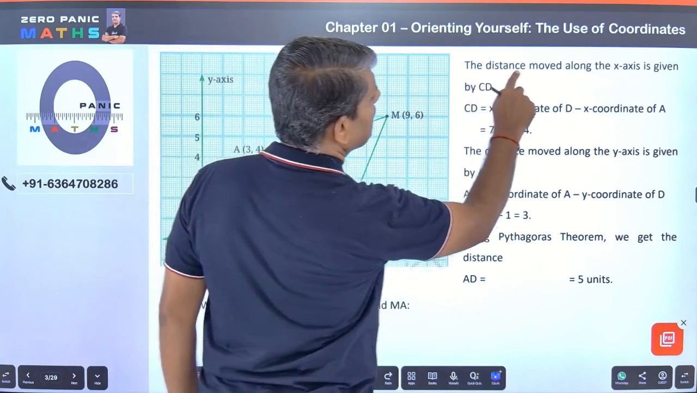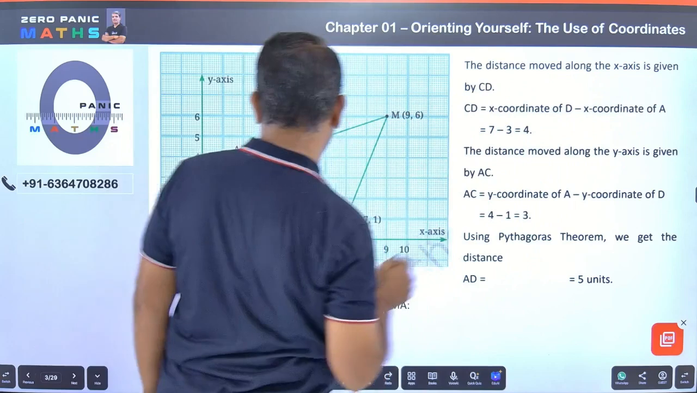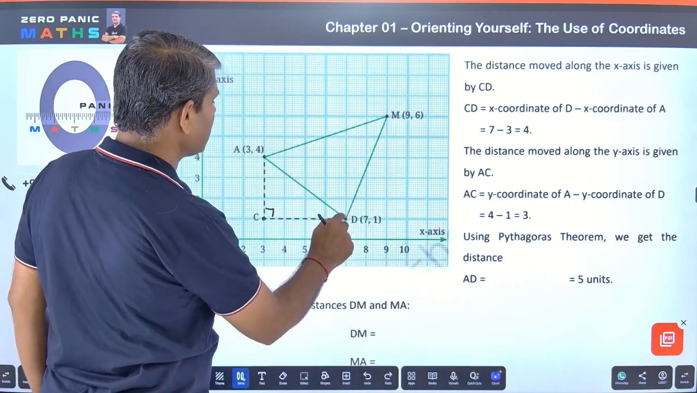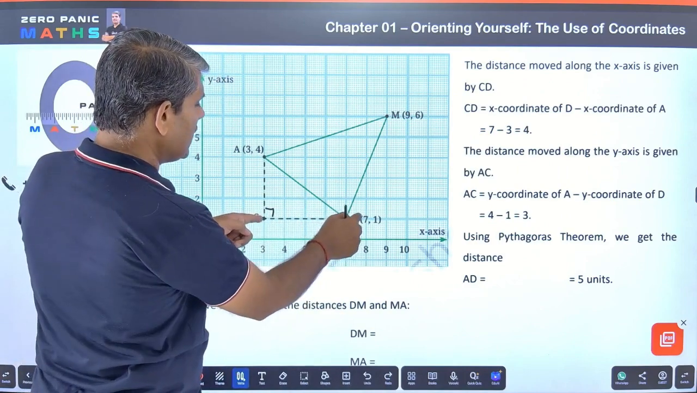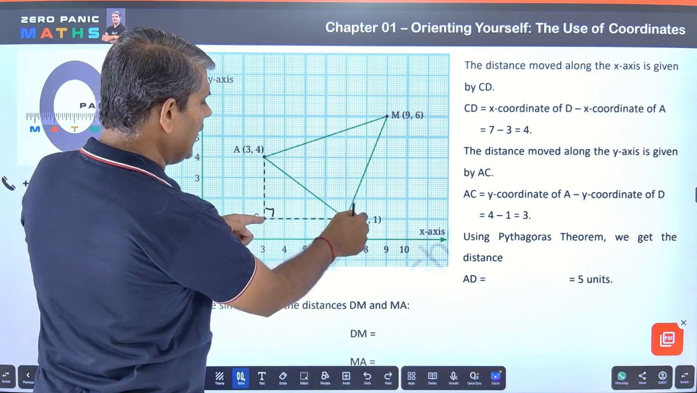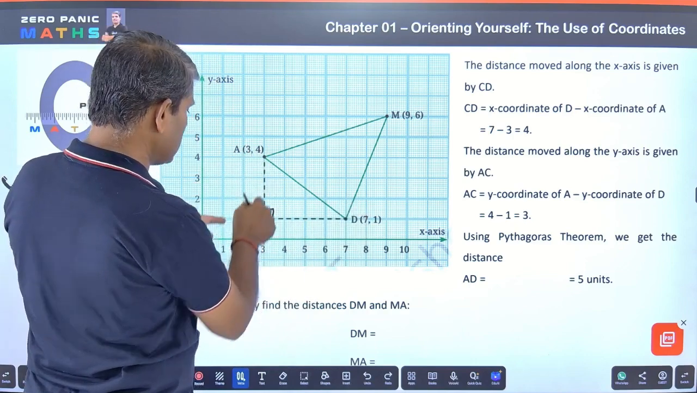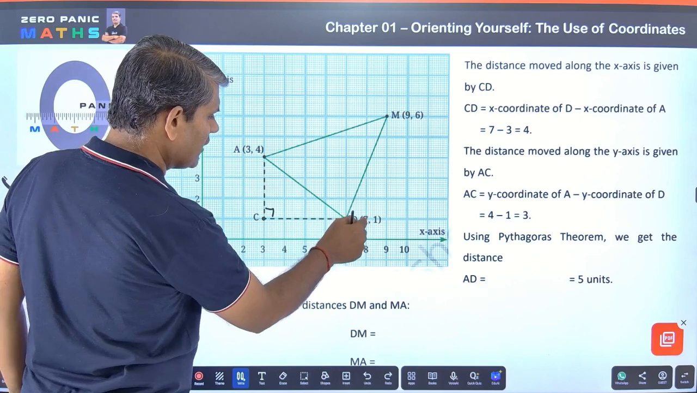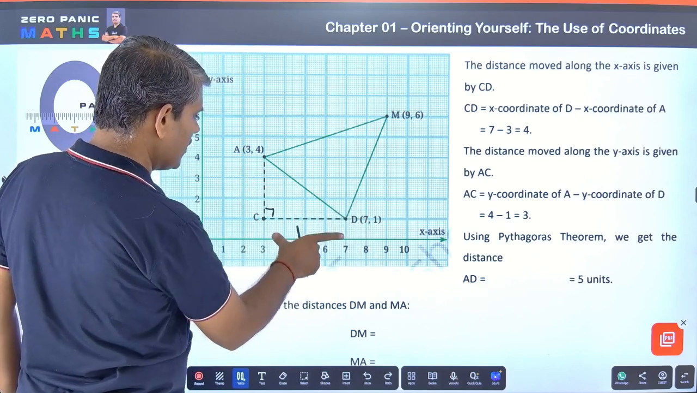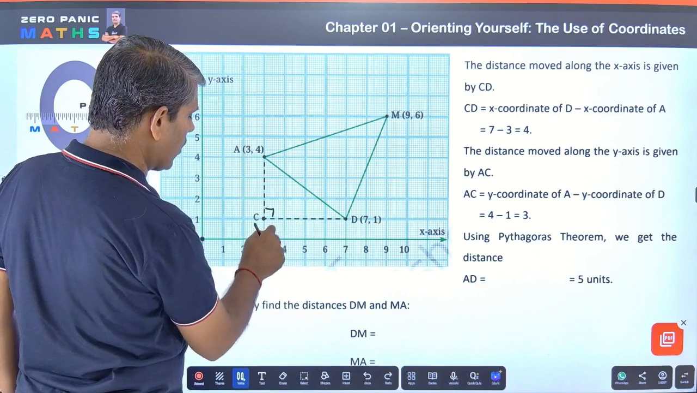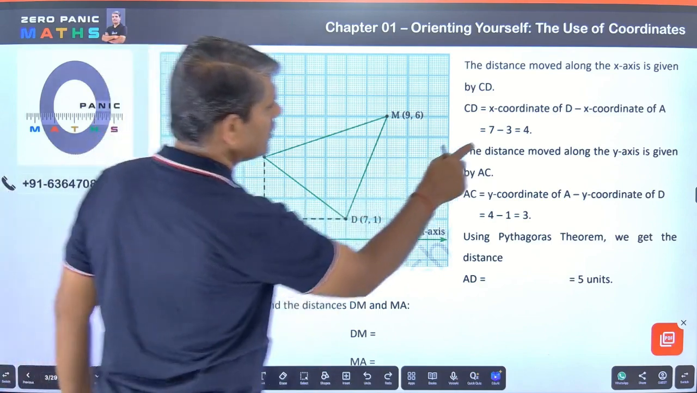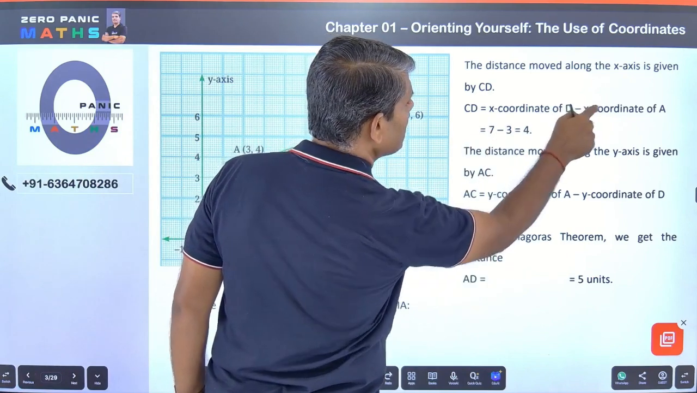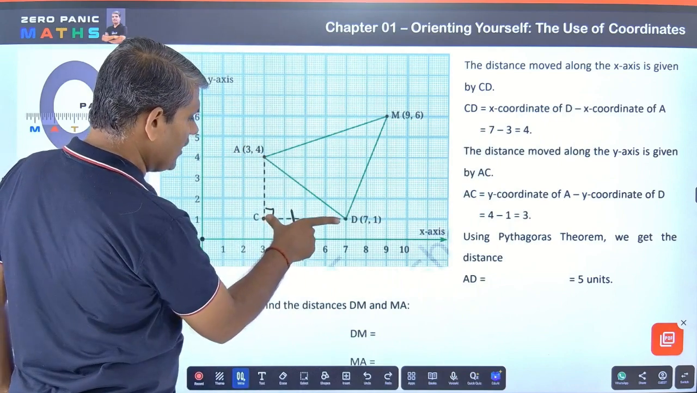You can see that the distance moved along the x-axis is given by CD. This is CD, and this is the distance moved along the x-axis. How do you find CD? It is the x coordinate of D minus the x coordinate of A. D is 7, minus 3, which gives us 4. That is 1, 2, 3, 4. You can see that 7 is the x coordinate of D, and 3 is the x coordinate of A. So I am finding this distance.